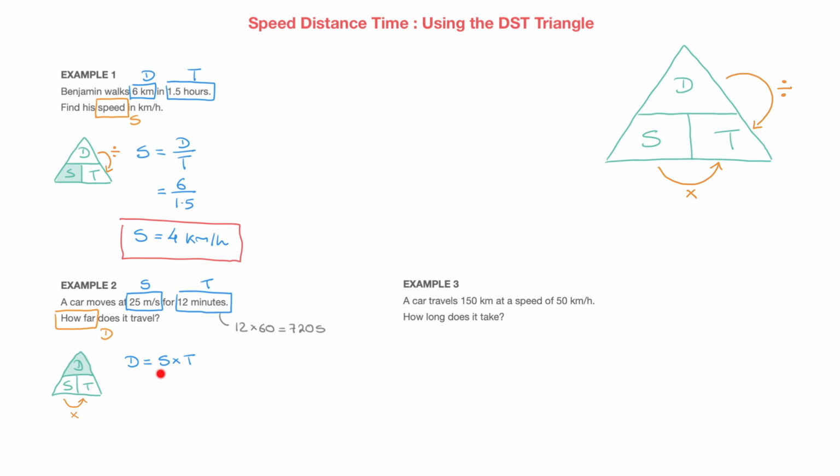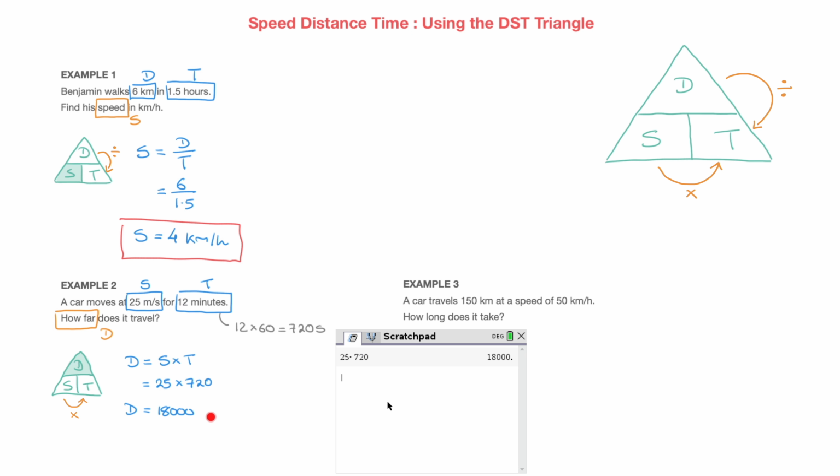And so now that we have our speed in meters per second and the time in seconds, we're ready to calculate the distance. Indeed, we simply have to replace this capital S by 25 and the capital T we have here by 720. And so if I quickly do that, that's equal to 25 times 720. And do check with your calculator, but when calculating that, I find that's equal to 18,000.